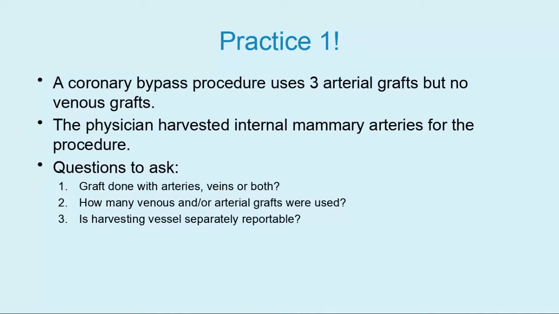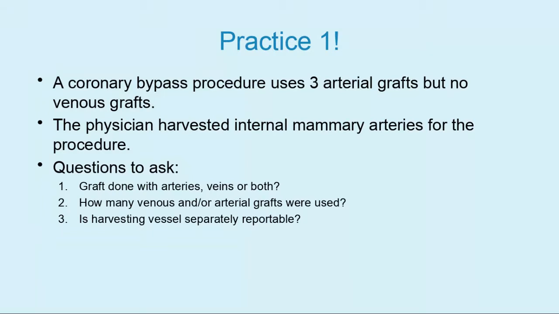So let's do some practice. If you'd like to code this on your own, let me read it, then stop the recording and restart it when you're finished. A coronary bypass procedure uses 3 arterial grafts but no venous grafts. The physician harvested internal mammary arteries for the procedure.